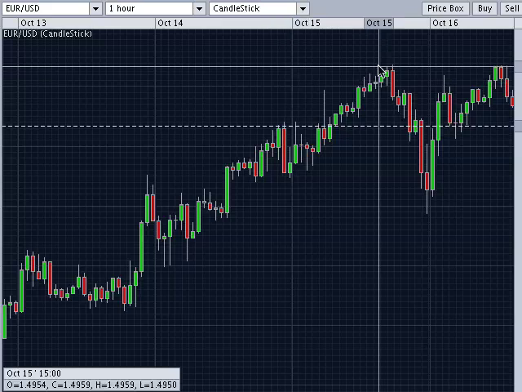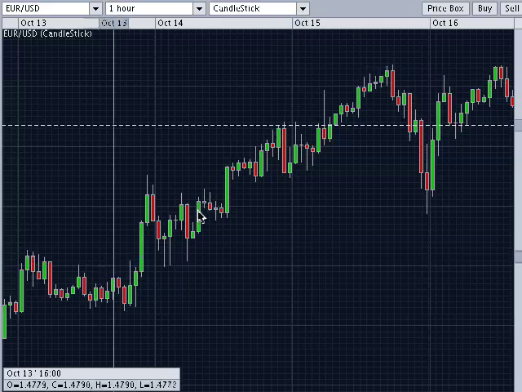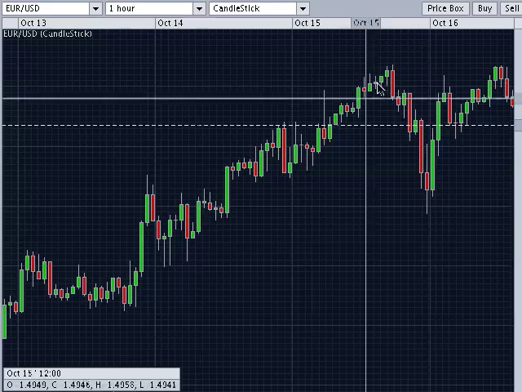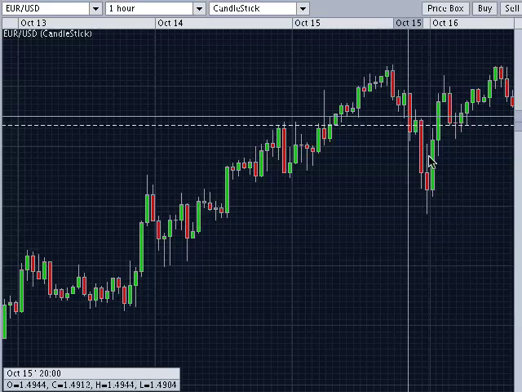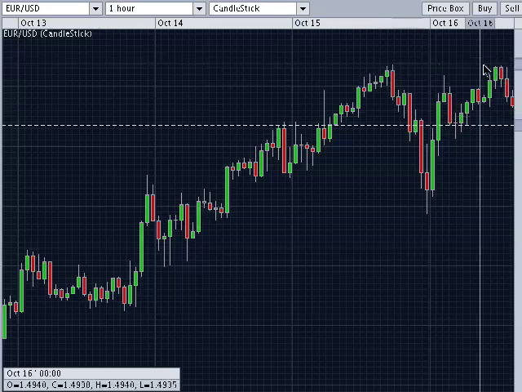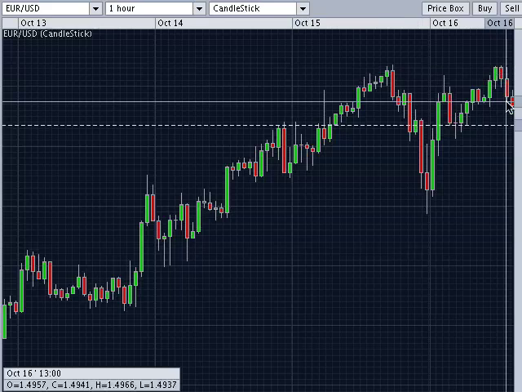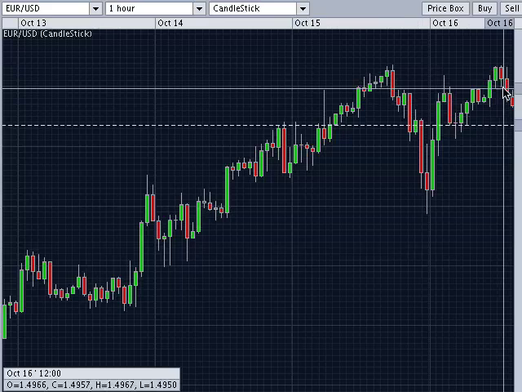We'll look at a Euro-US chart here. This is a 1 hour chart. You can see the price has been sort of moving up fairly well to a top, down, and then it's just formed another top. So we've got a double top, so we could expect a rejection or a breakthrough.